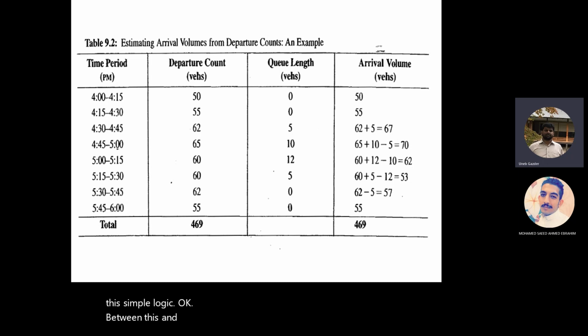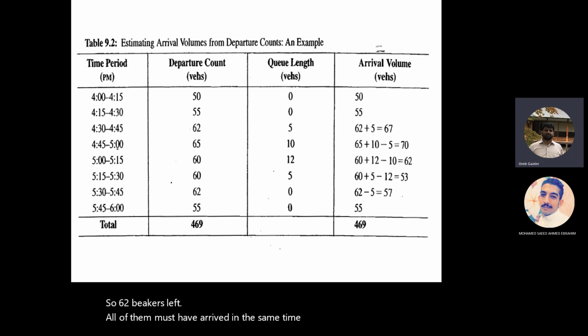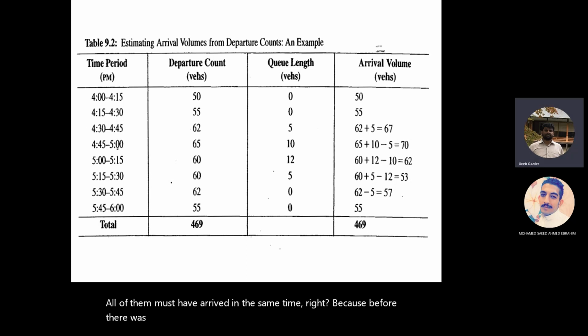Between this interval, 62 vehicles left. Did I have any queue before? No queue before. So 62 vehicles left, and all of them must have arrived in the same time interval, because before there was nobody in the queue. So all 62 arrived in this time interval and they left.